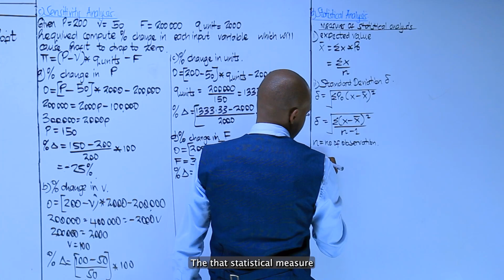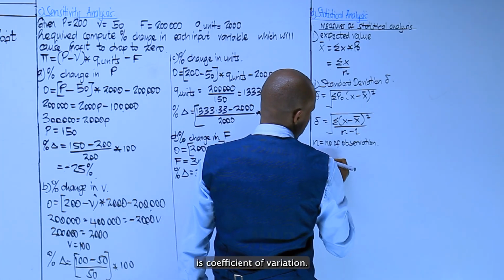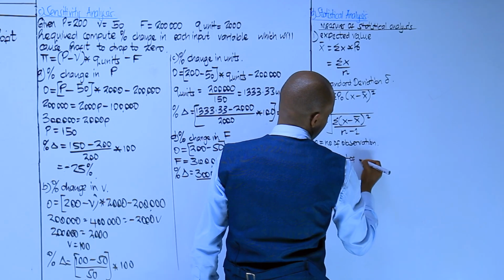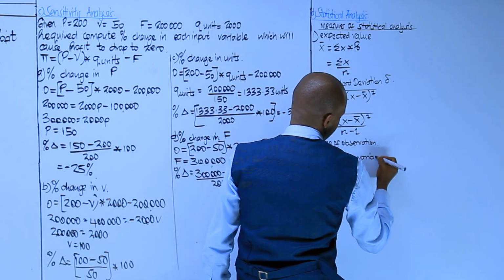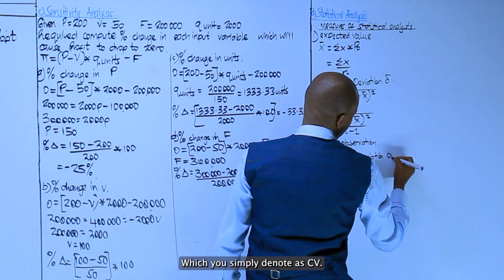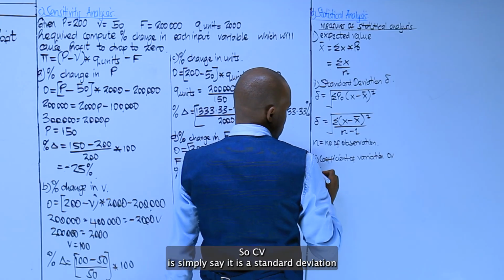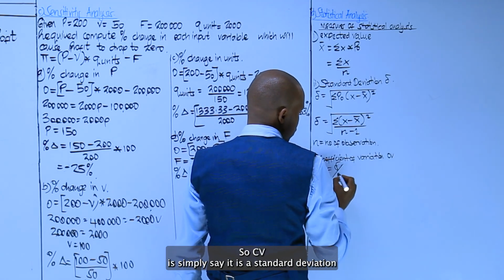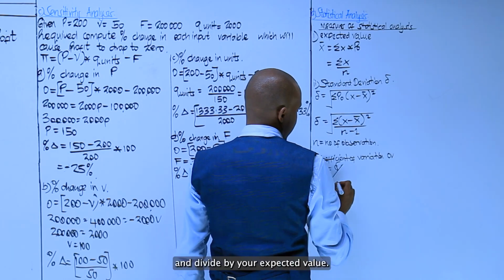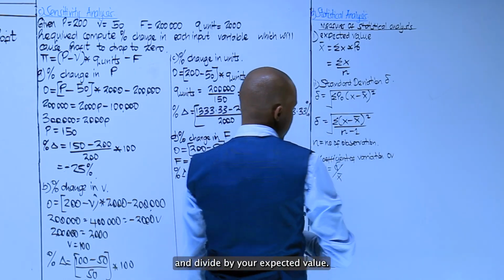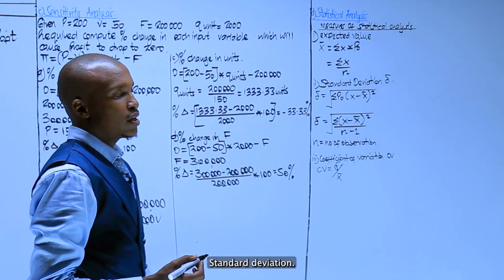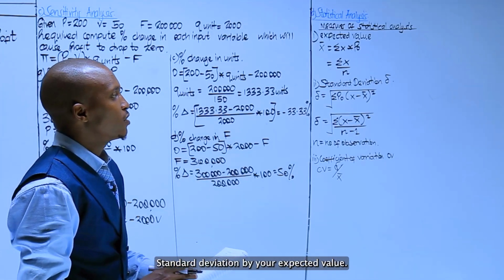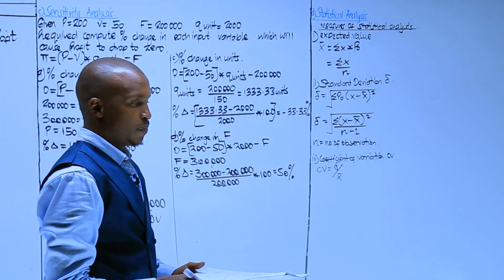The third statistical measure is coefficient of variation, which you simply denote as CV. So CV is your standard deviation divided by your expected value.